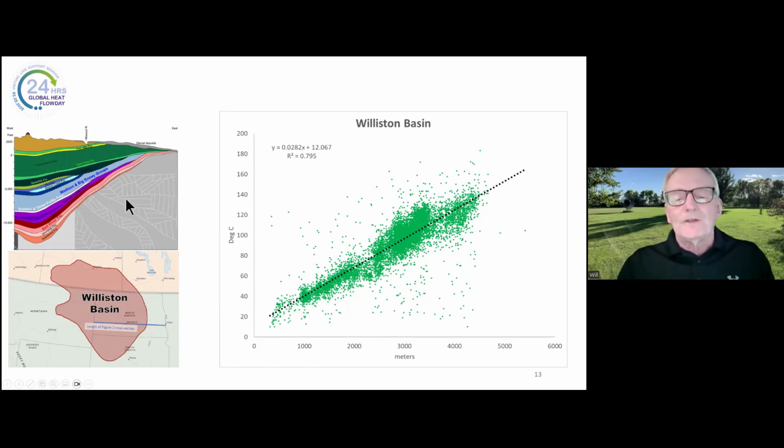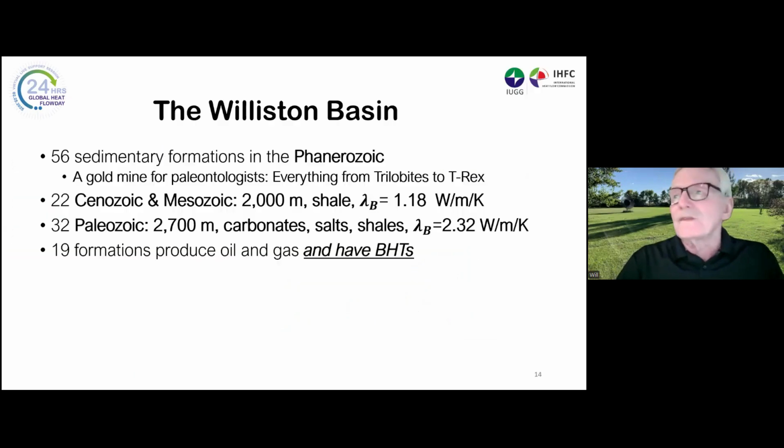So now let's do a deep dive into the Williston Basin. It may be unique in this sense. There are 56 formations in the basin in the Paleozoic, and I would say, hey, this is a gold mine for the paleontologist. You've got everything from trilobites to T-Rex out there. But if we just go to the upper part, Cenozoic and Mesozoic, accumulated about 2,000 meters of shale. It's predominantly shale. The harmonic mean thermal conductivity of this upper section is about 1.18 watts per meter per Kelvin.